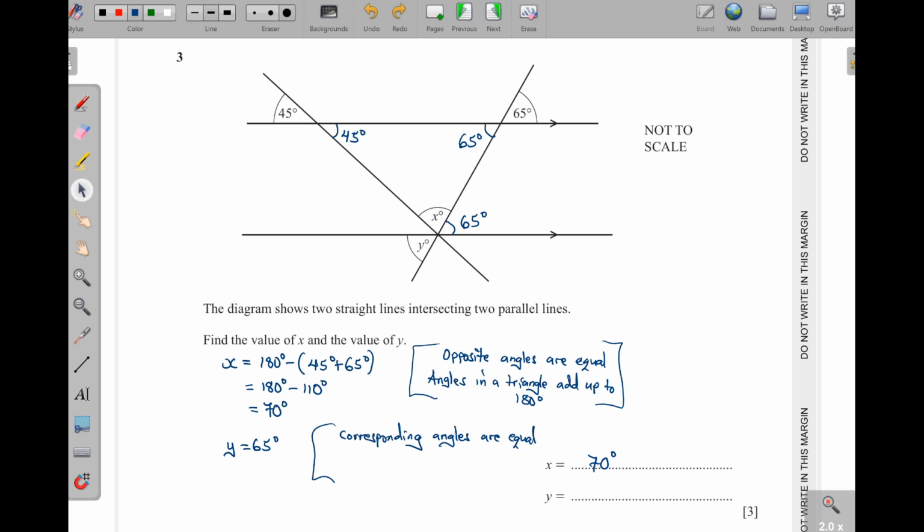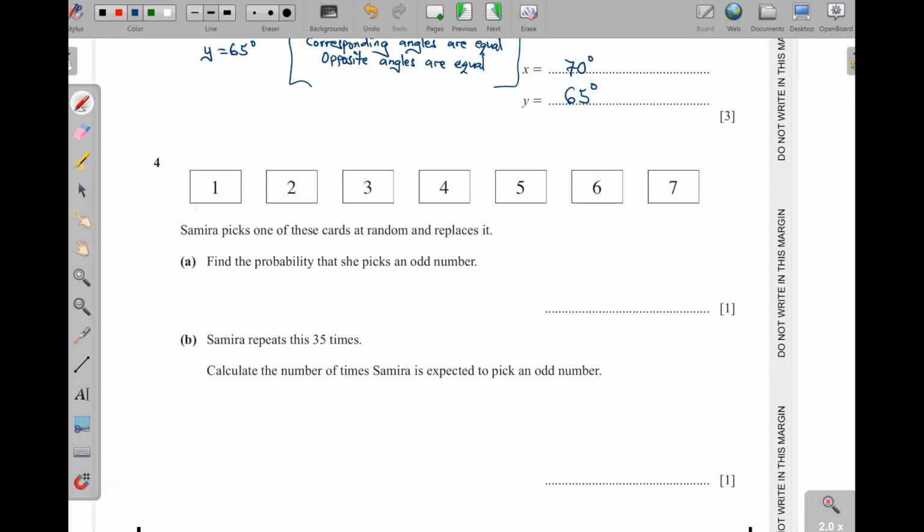You see? Question 4, we are given number cards here. They are saying Samina picks one of these cards at random and replaces it. Find a probability that she picks an odd number. So when you pick with replacement, the probabilities do not change. So when you pick, you see the number, then you put it back. Again, you put the probability of again picking, that is still the same. But if you pick without replacement, the totals are going to be reducing.